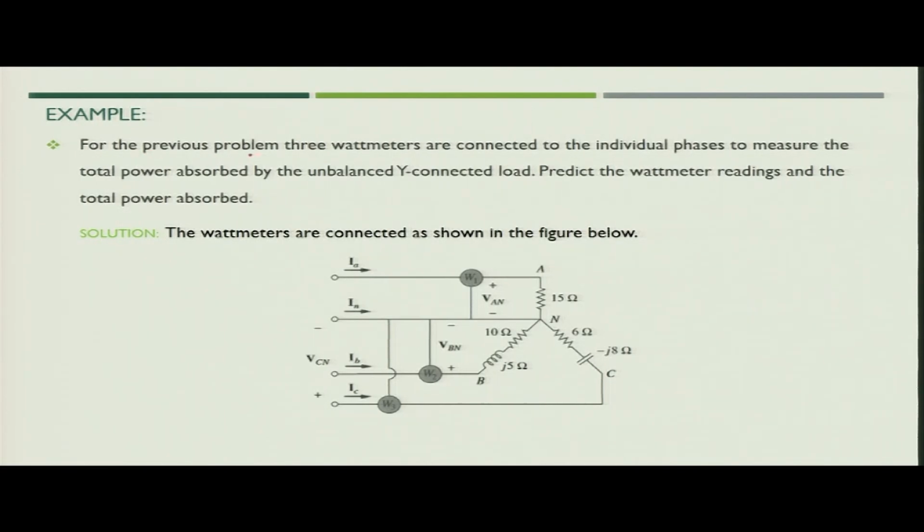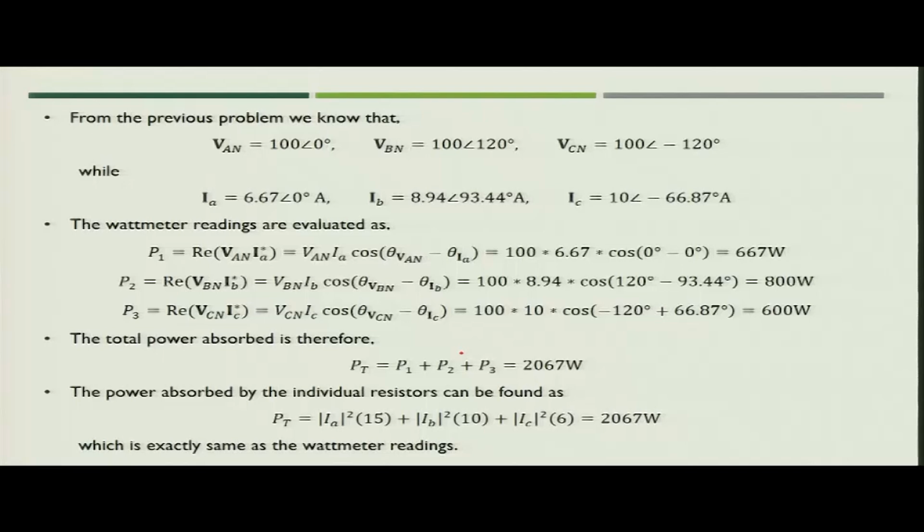So, in the previous problem what we saw, we will use the 3 wattmeter method, where the wattmeters are connected to individual phases to measure the total power absorbed by the unbalanced Y connected load. What we need to find out? We need to find out the wattmeter readings and the total power absorbed. So, in this case we know VAN is 100 angle 0 degree, VBN is 100 angle 120, VCN is 100 angle minus 120 degree. IA, IB, IC we have calculated in the previous example.